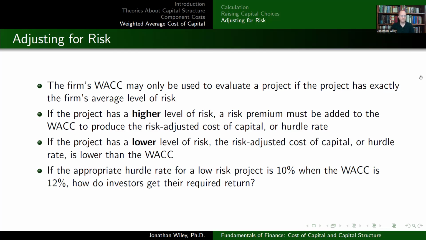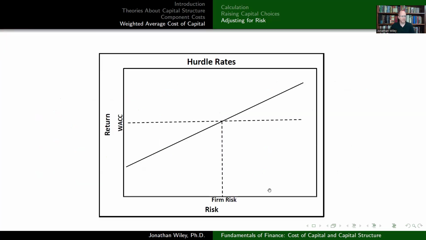Now I have a graph that kind of illustrates some of this, or a plot. So here's the basic idea. I'm looking at risk on the x-axis and return on the y-axis. For my firm, if I find my firm's level of risk and I look at my weighted average cost of capital, then that's basically the rate of return my shareholders and other lenders and everybody else needs to earn overall as a group relative to the risk of the entire firm, right?